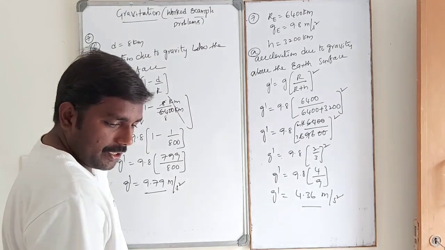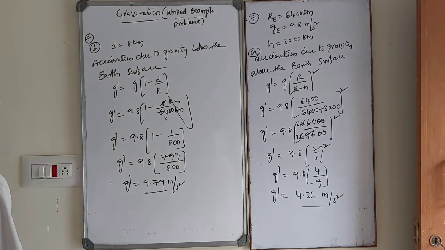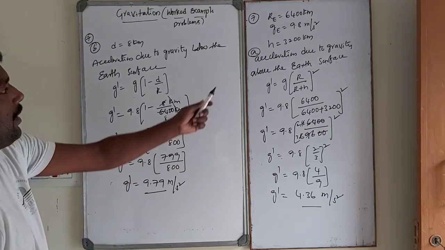Okay, then the next numerical problem. This is problem number 7, A and 7B.